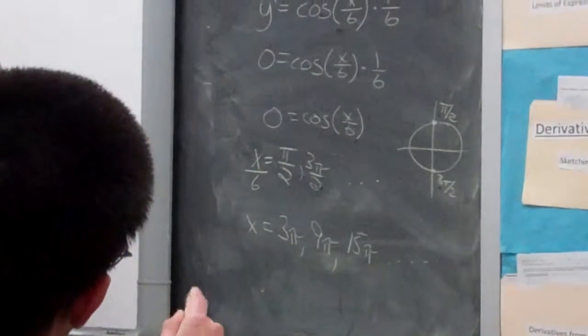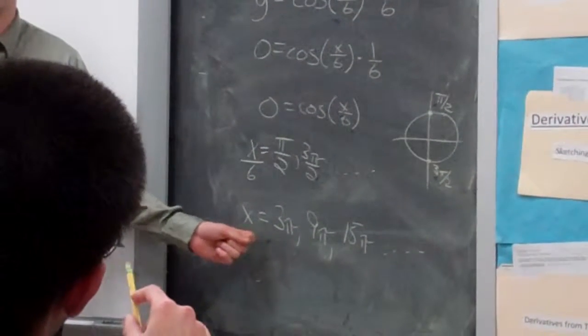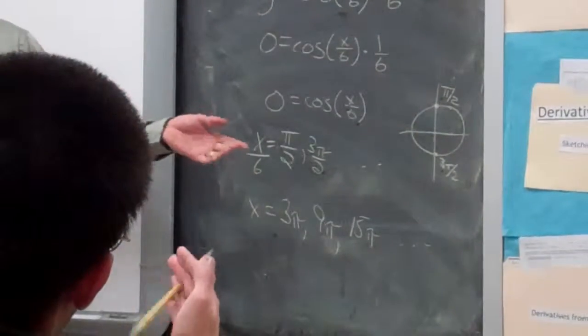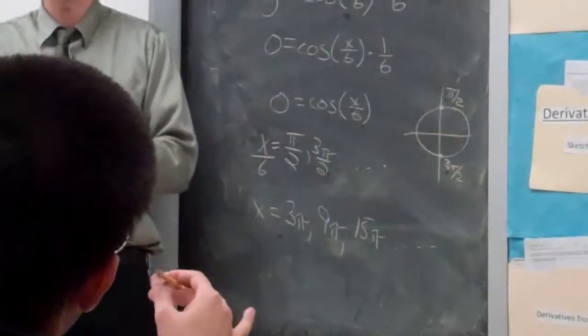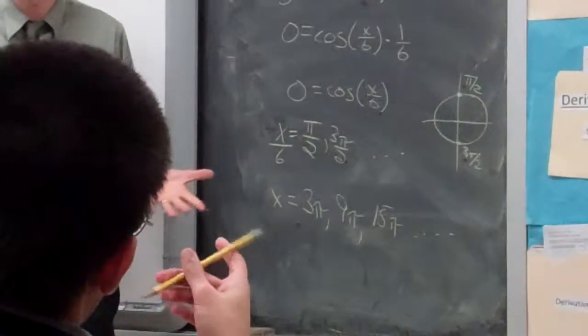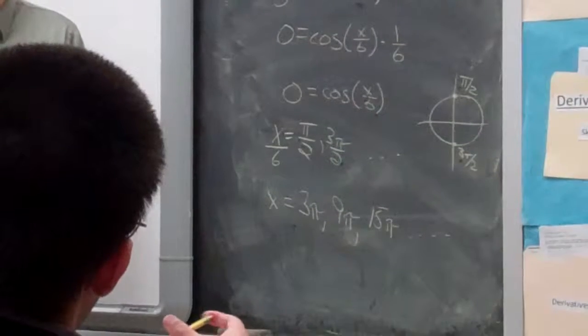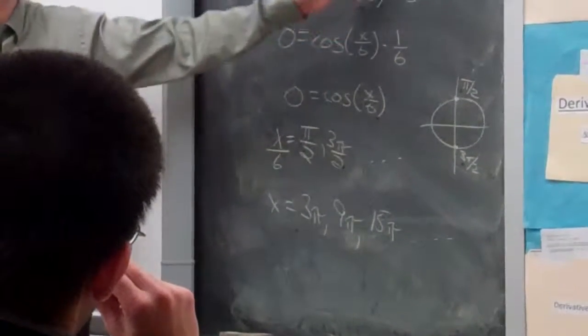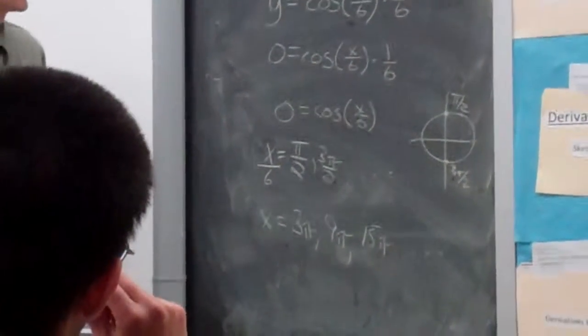None of these are in our interval. So there's no relative extrema on this interval 0 to 2 pi. So how am I going to find what the absolute max and min are if it doesn't have anywhere that it can be? We've got to check the endpoints.